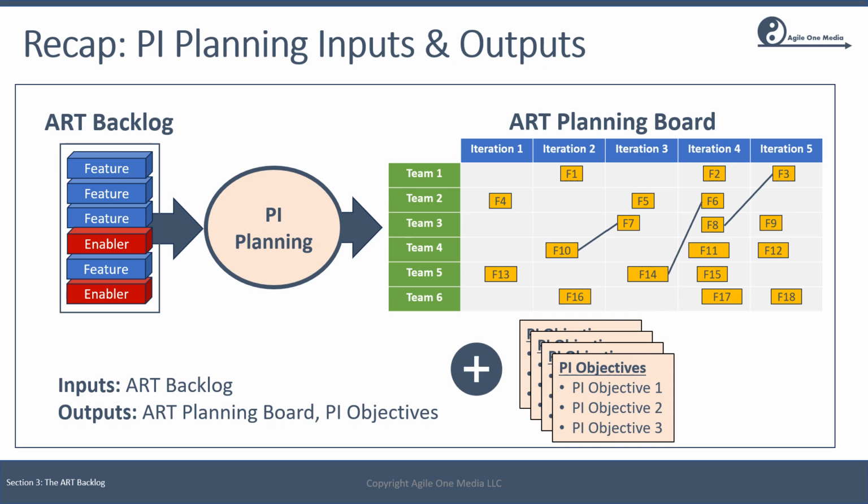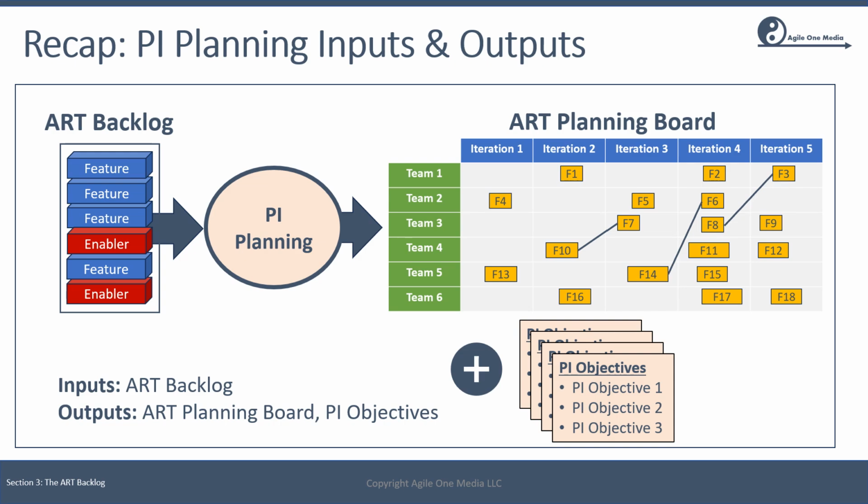So now just to recap where we should be right now. PI planning, the primary input is the ART backlog, which is a refined and ranked set of features. Each team will pull their designated features from the backlog and do a couple of things. One, they'll break each feature into a number of stories. Then those stories will be estimated, and those estimates will be rolled up into an overall feature estimate.